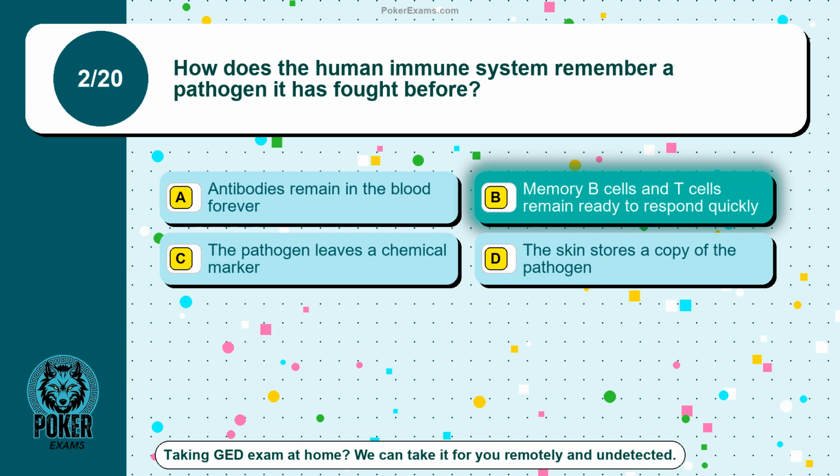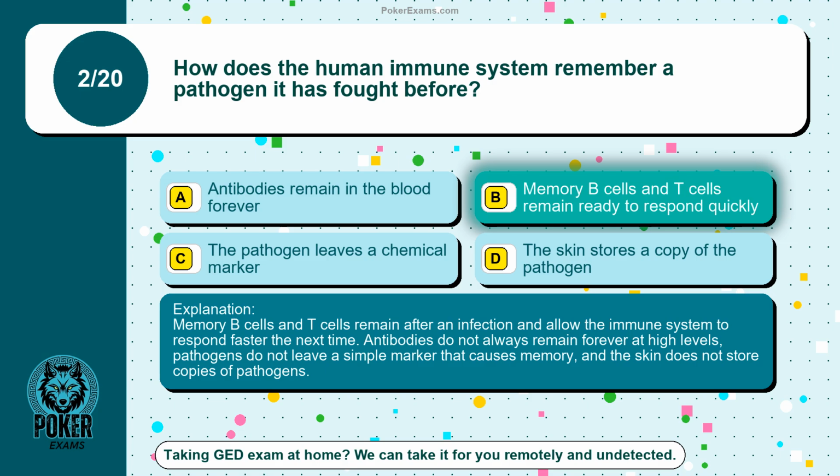Memory B cells and T cells remain ready to respond quickly. Memory B cells and T cells remain after an infection and allow the immune system to respond faster the next time. Antibodies do not always remain forever at high levels, pathogens do not leave a simple marker that causes memory, and the skin does not store copies of pathogens.